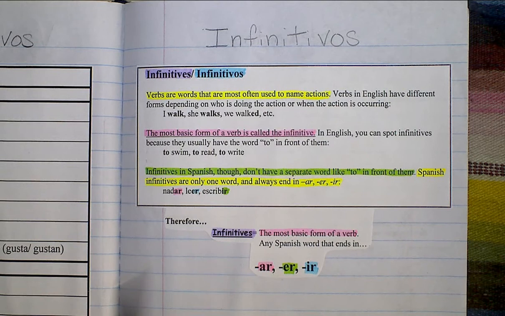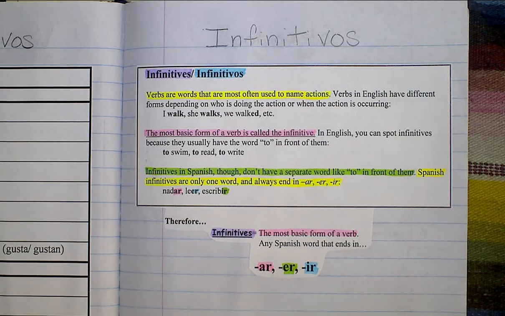So we don't have 2 separate words for infinitives like we do in English, or 2 words that go along with the infinitive: to swim, to read, to write. It's all in the same word. But they are 3 different kinds, which is important to remember: AR, ER, and IR. So anytime you see a word in Spanish that ends with AR, ER, IR, you know automatically that that is a verb in its purest form, which the official name for that is an infinitive. So that's very basically what it is. So very, very, very easy.